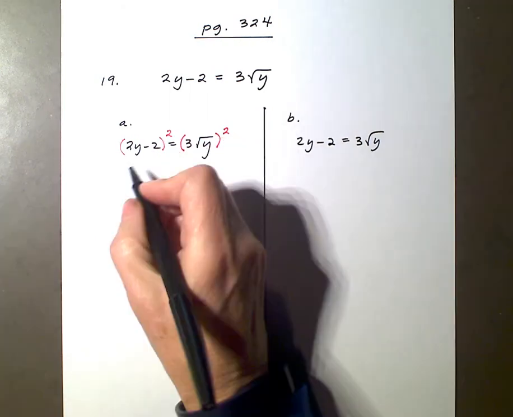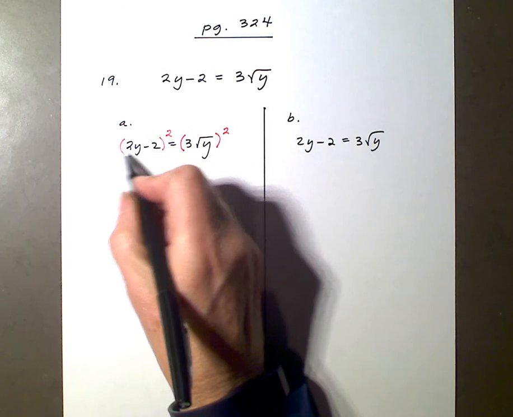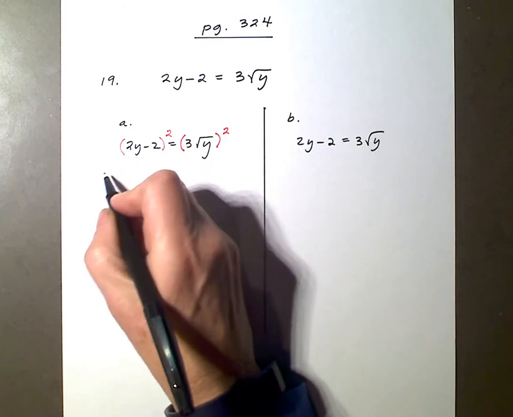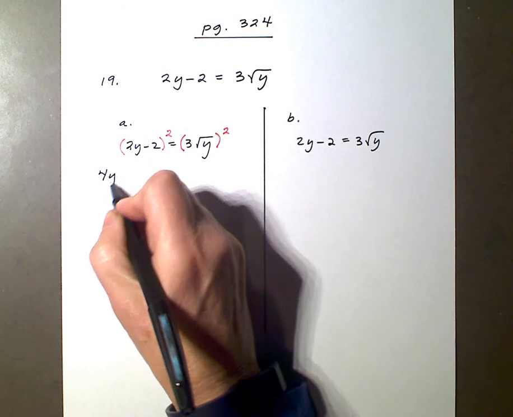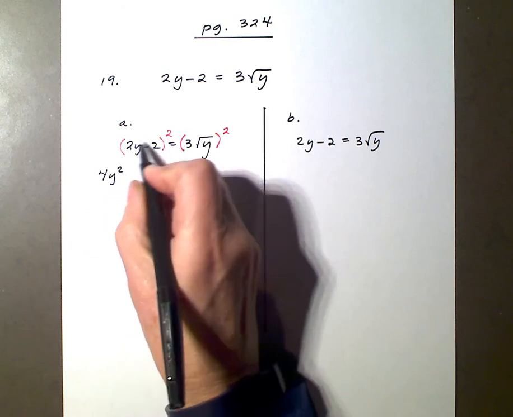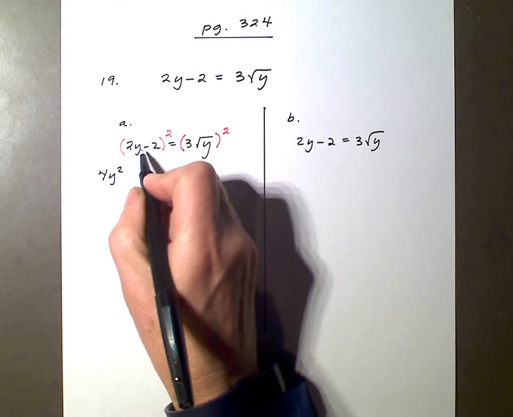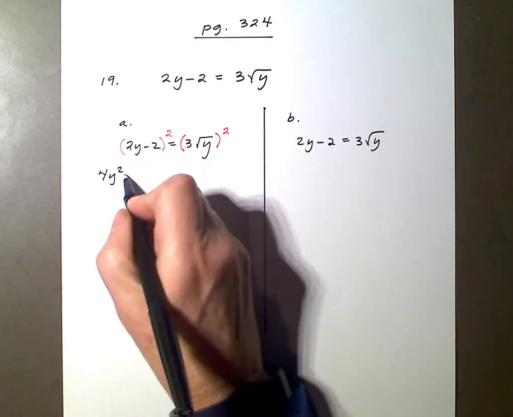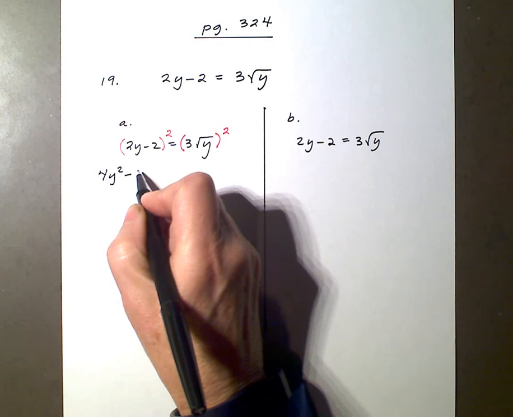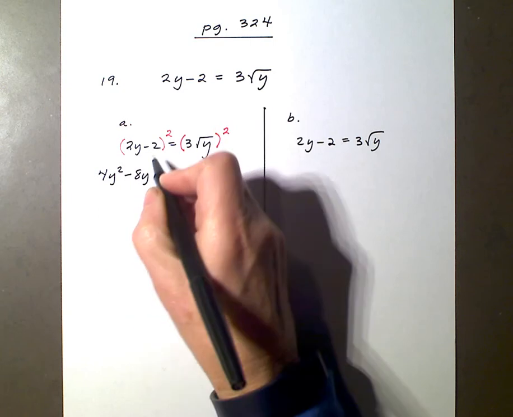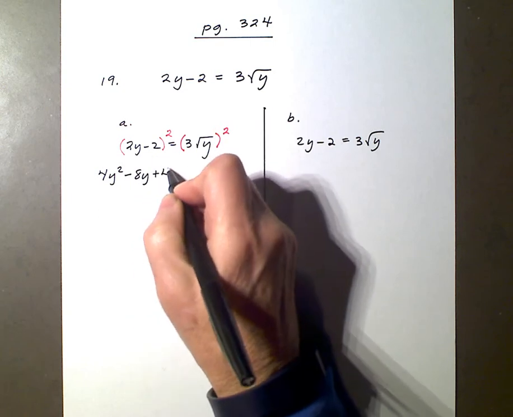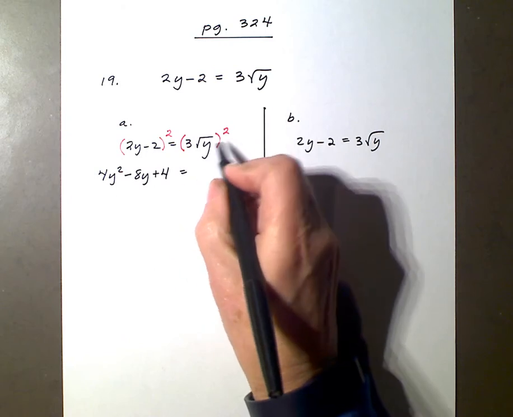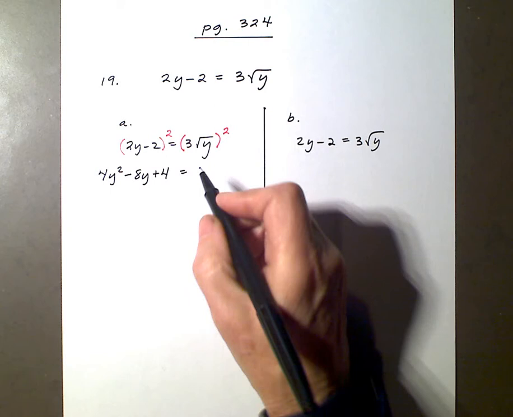So when I multiply 2y minus 2 by 2y minus 2, I get the first term squared, which is going to be 4y squared, minus twice this product, so minus 2 times 2 times 2y, so that would be minus 8y, plus the last term squared, so plus 4, is equal to, and this is a 9, and then when I square the square root of y, it's just a y, so I get 9y.